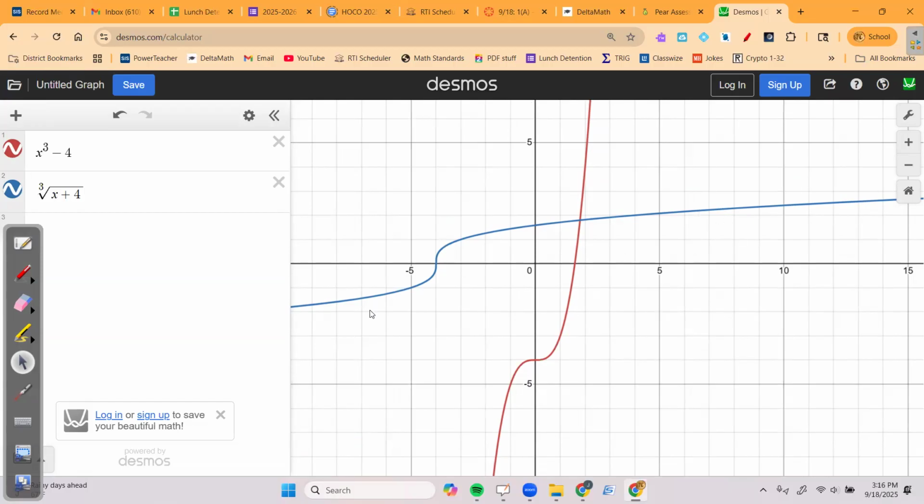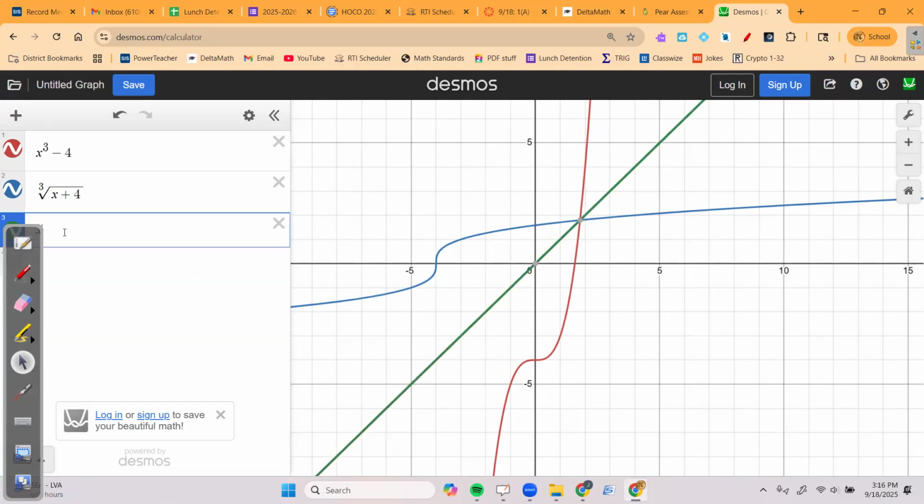What I want to do now is ask Desmos to just graph the line y equals x. So the green line is the line in mathematics that separates inverses. It reflects, I should say. So inverse functions will always reflect about that green line. It's essentially a mirror. And you can see that any point on the red graph can be mirrored perpendicularly directly across the mirror.